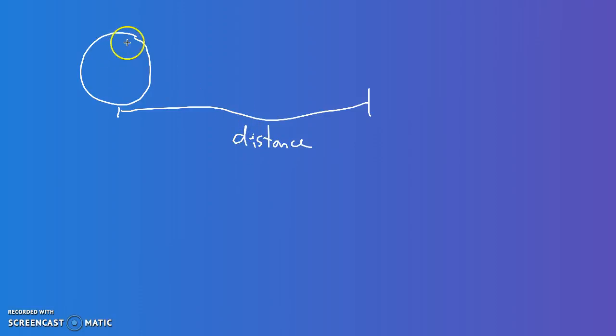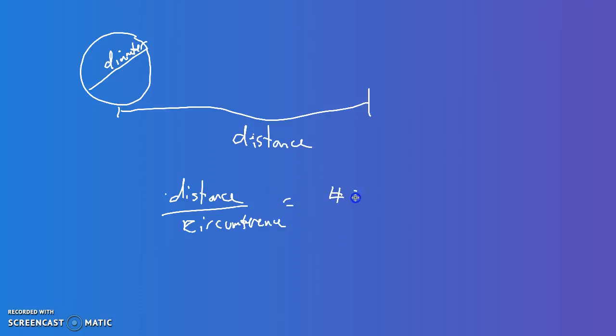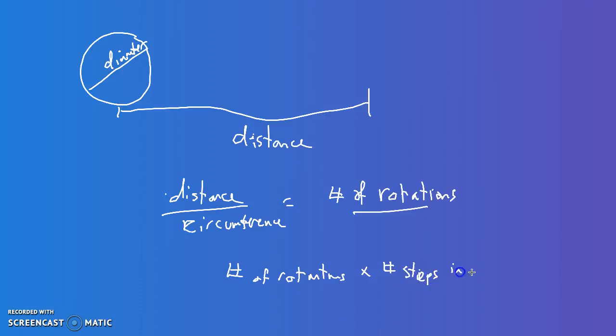Well, what we can do is, if we know the diameter of our wheel, we can say, whatever that distance is, if we divide it by the circumference, that will give us a number of rotations, or a number of times we want it to rotate. So distance divided by circumference is going to be equal to number of rotations. And if we have a number of rotations, we can say number of rotations times the number of steps in one rotation.